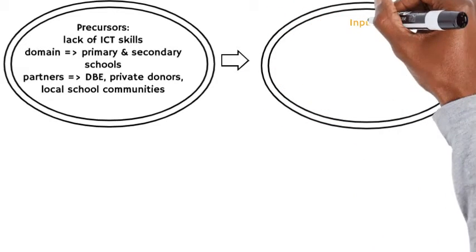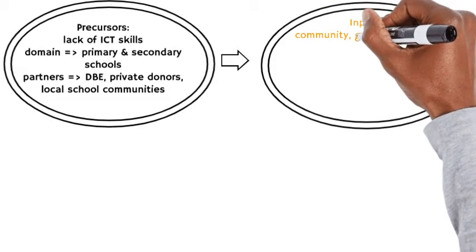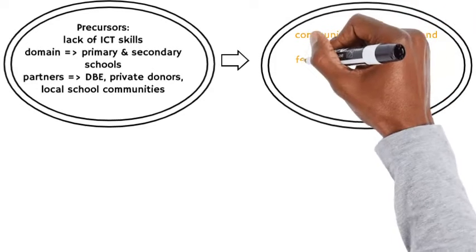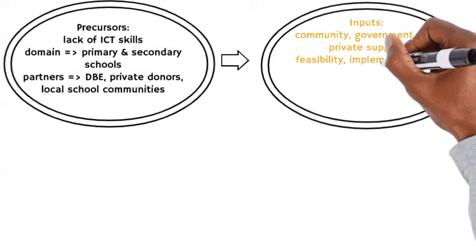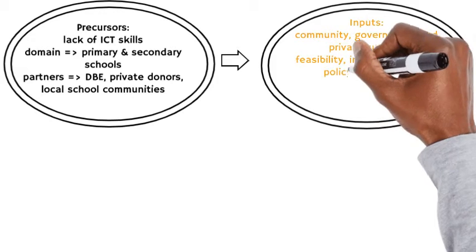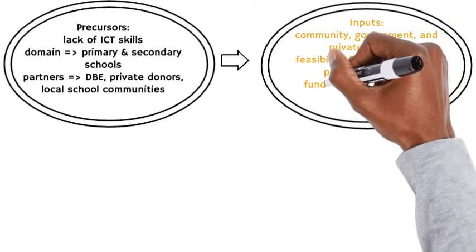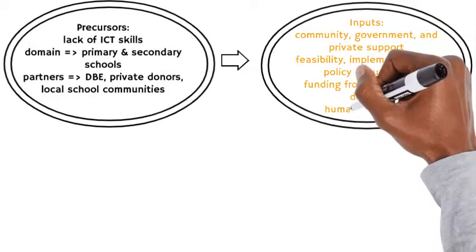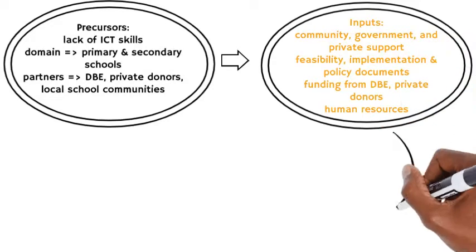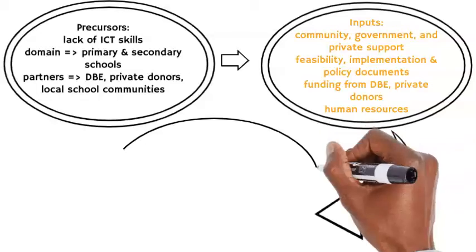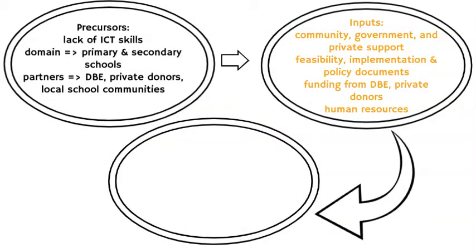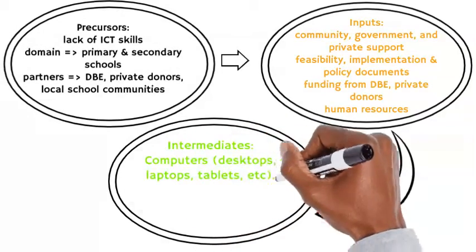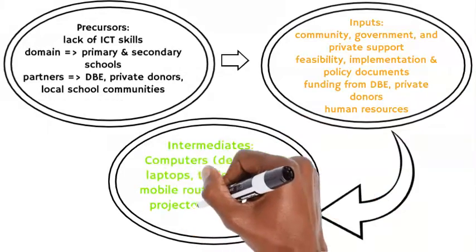The inputs to our project include support from the community, government, and the department itself. The documents that we have include the feasibility and implementation documents, as well as the policy documents. We also have inputs like funding from the Department of Basic Education and the private donors. The human resources are also inputs, like your project coordinators, trainers, technicians, and drivers. The intermediates of this project include computers, mobile routers, portable projectors, and software.